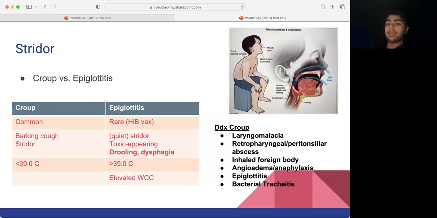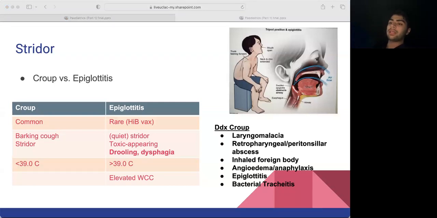and the child will appear significantly more unwell. The textbooks describe this toxic looking appearance where they adopt this tripod position, leaning forward to allow them to breathe, and they drool, so they hypersalivate because they're not able to swallow their own saliva. And you'll see elevated white cells on the bloods as well.